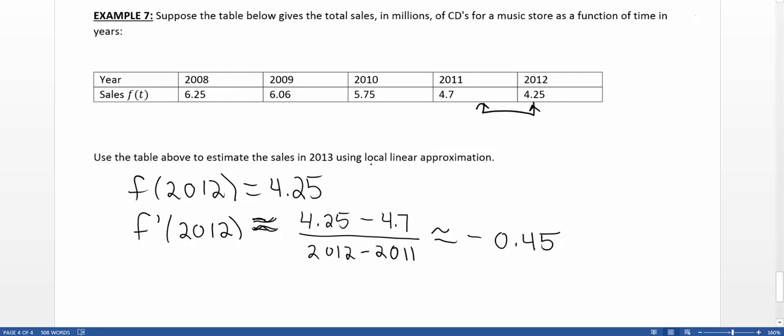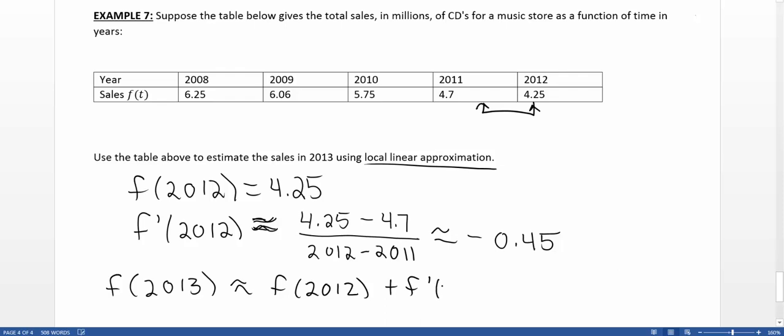So I can now use local linear approximation to get an estimate for the value in 2013. So 2013 is going to be the value at 2012 plus the derivative at 2012 times delta x. So my delta x here is going to be 1 because I'm trying to go from 2012 to 2013. So that's forward 1 year. So my delta x here is going to be 1. So now I need to plug in the numbers to see how this number shakes out.